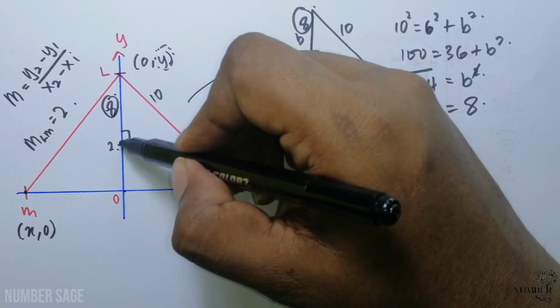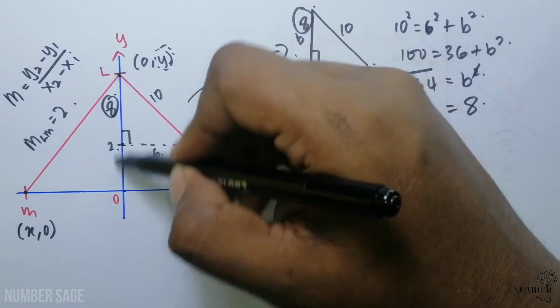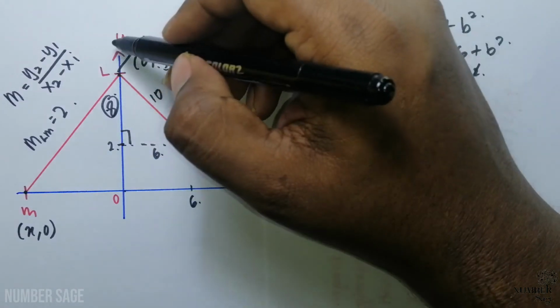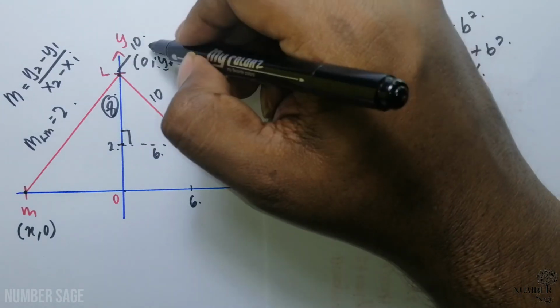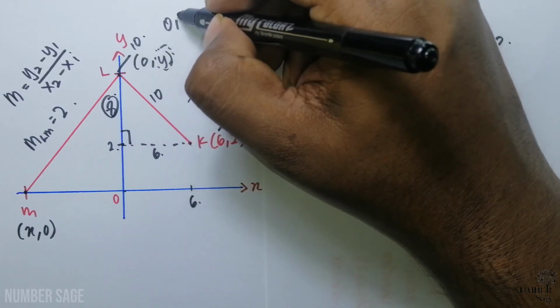So from here to here is 2. From here to here is another 8. So altogether will give us 10. So the y-intercept will be 10. Hence the coordinate for this point L will be (0, 10).